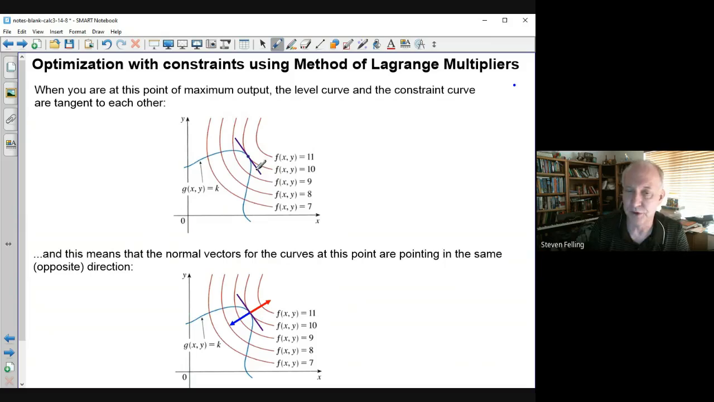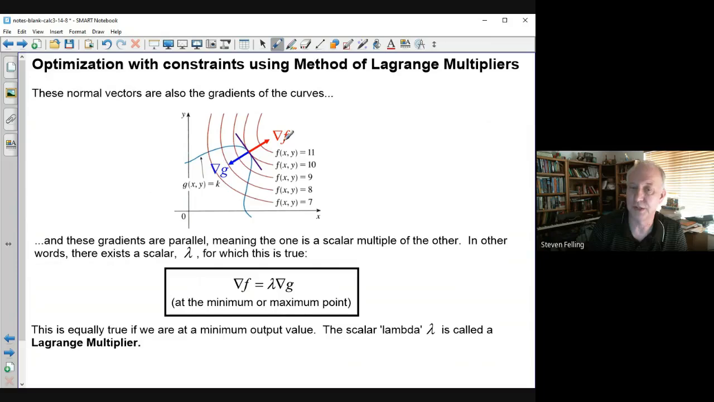And what that means is the normal vectors for each of those curves would be in the same direction, right? The normal vector that's perpendicular to the tangent here would be in this direction for the multivariable function itself, and the normal vector for this constraint curve would be in this direction. So they're aligned. One is in one direction, one's the opposite direction, but they're on the same line, all right? And those normal vectors are the gradients of those curves. So this red vector here is the gradient of the multivariable function, and this blue vector here is the gradient of the constraint function, okay?